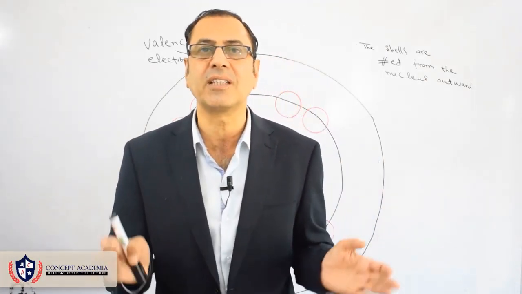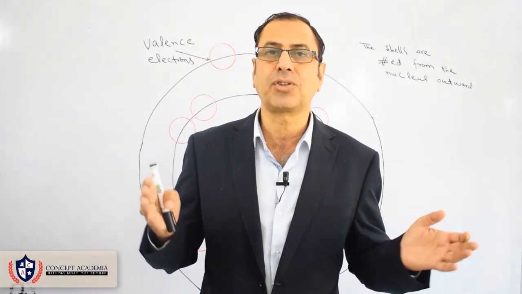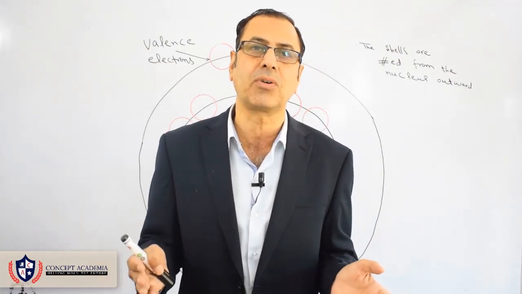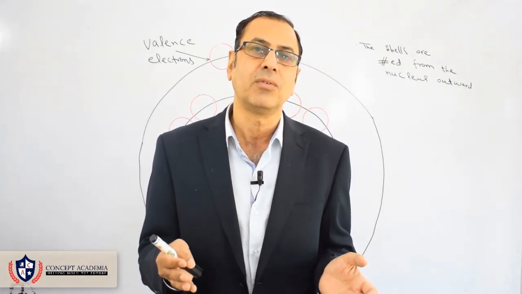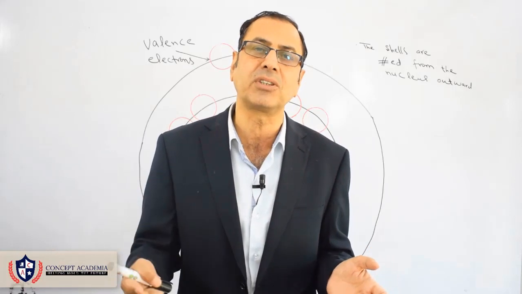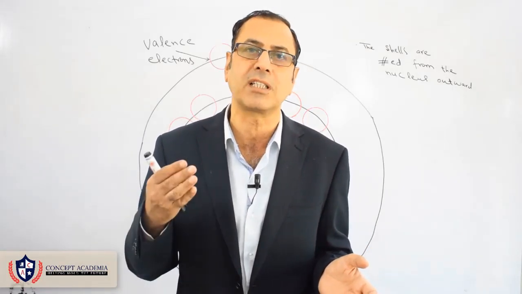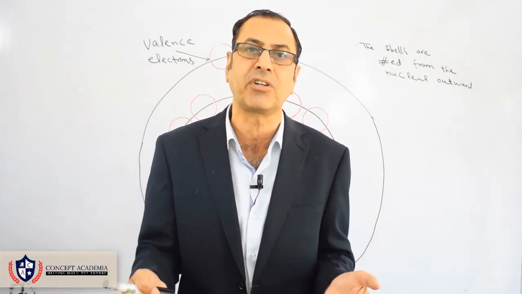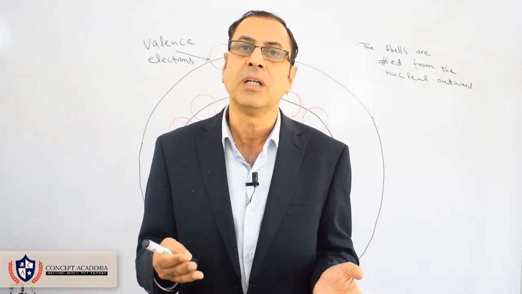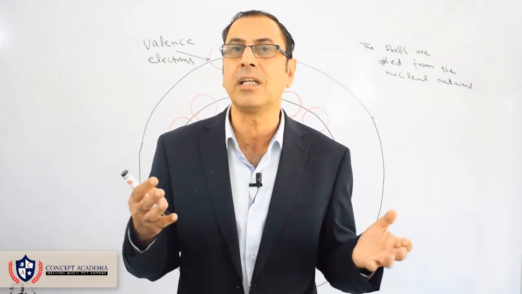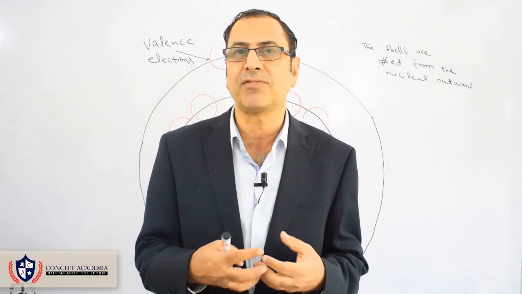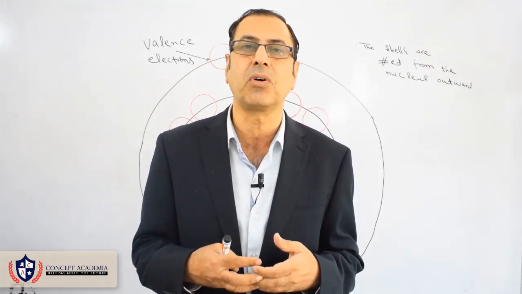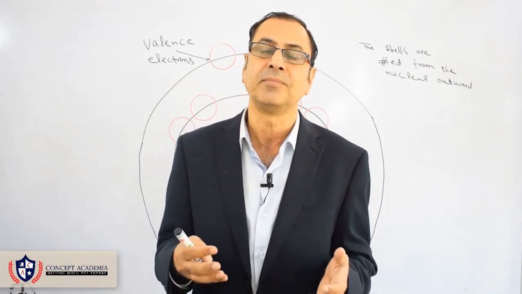Arrangement of particles in the atom. So there are three particles: protons, neutrons, and electrons. We have just discussed the method to find the number of protons, neutrons, and electrons in the atom. And we are discussing the arrangement of particles, protons, neutrons, and electrons, in the atom.